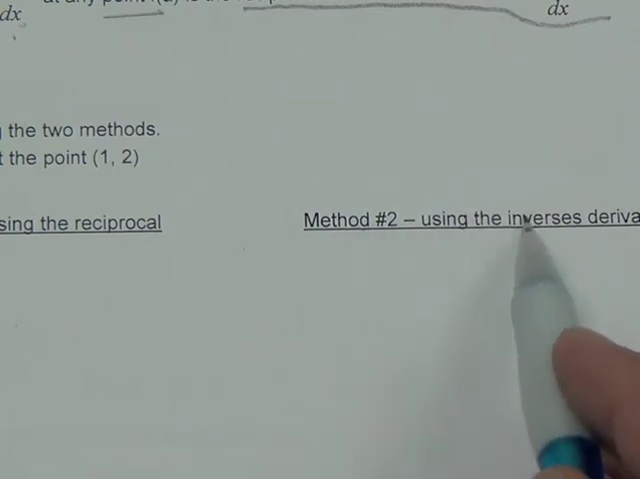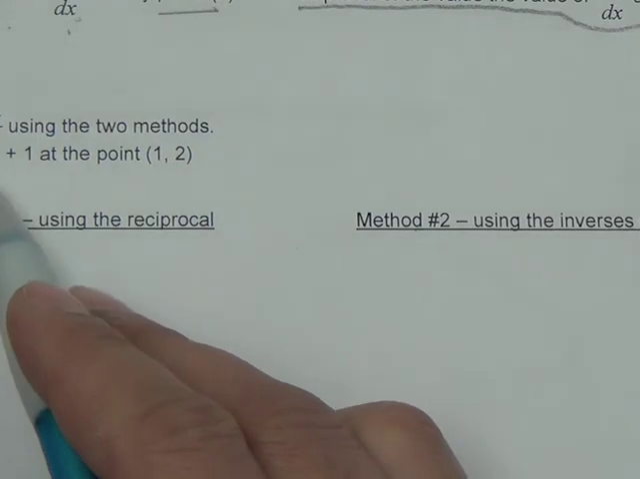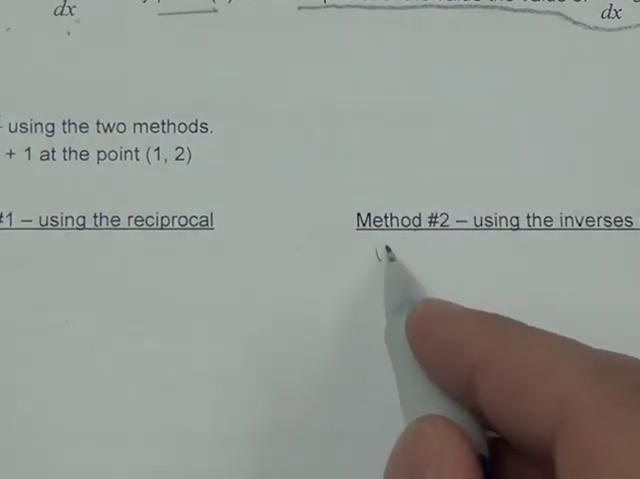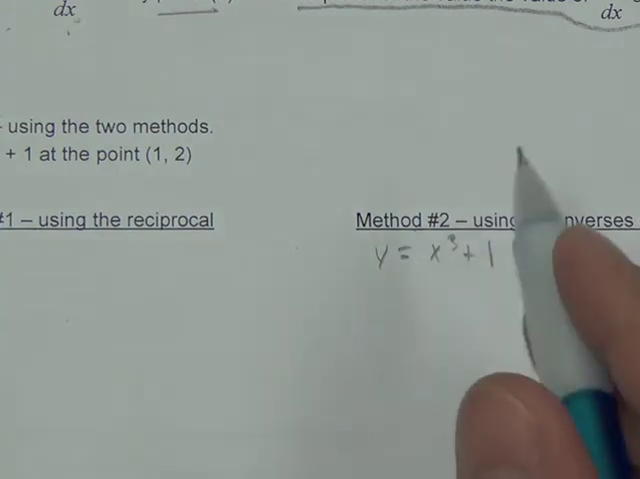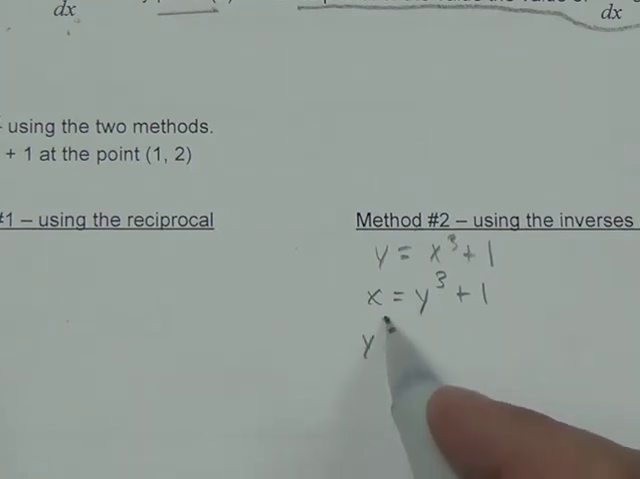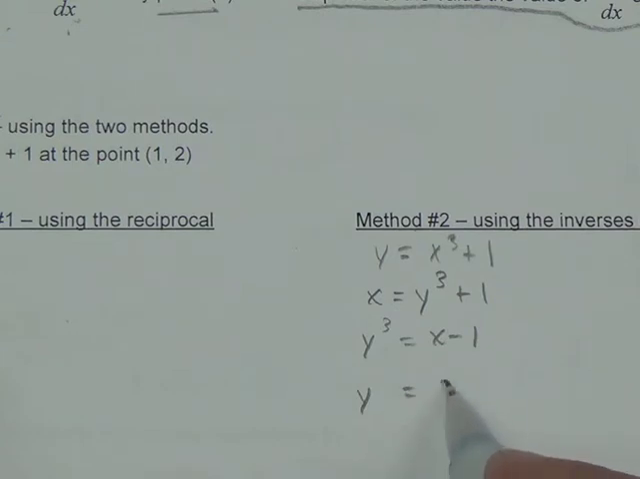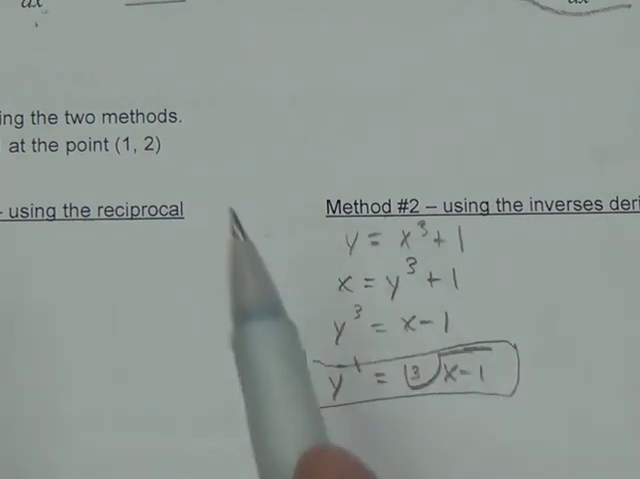Method number 2 is actually using inverses and taking their derivative. So what we would do is take this function, y equals x cubed plus a 1, and we want to find the inverse of that. That required us to flip-flop these, resolve this for y. So you would get y cubed equals x minus a 1, take the cube root of both sides. This would then be considered our inverse. So this is the inverse of that original function.